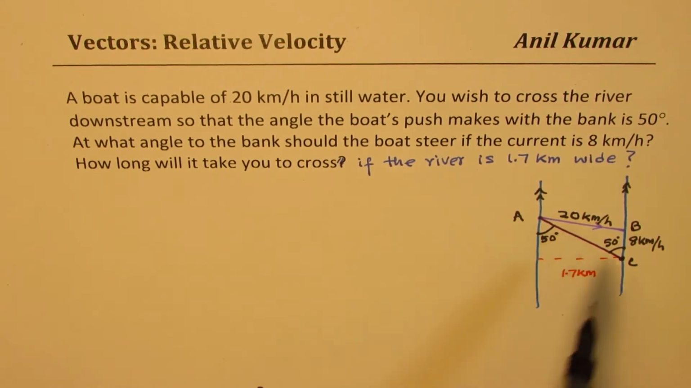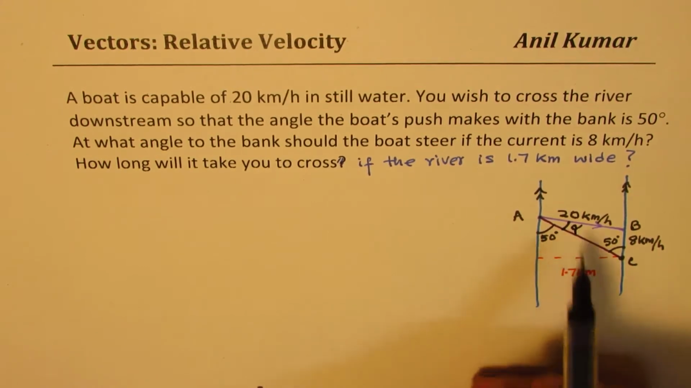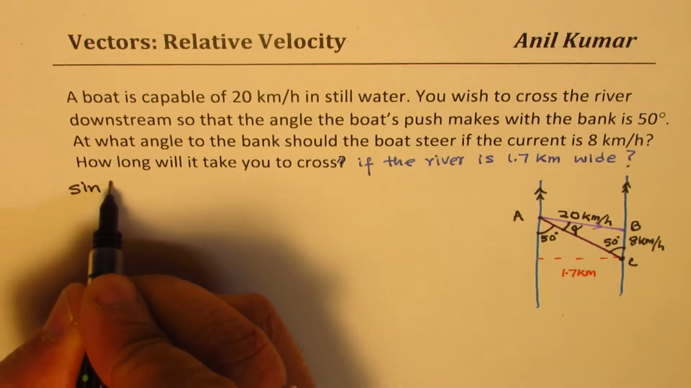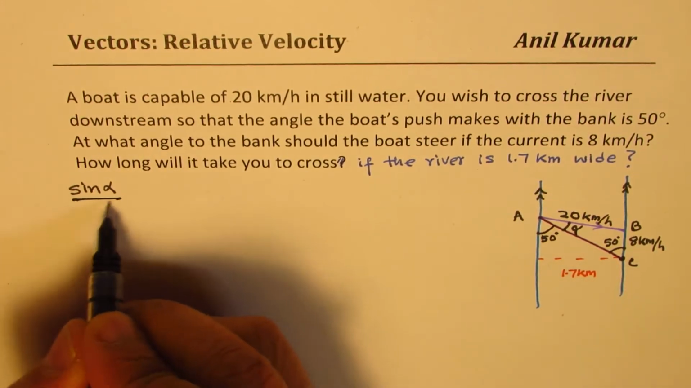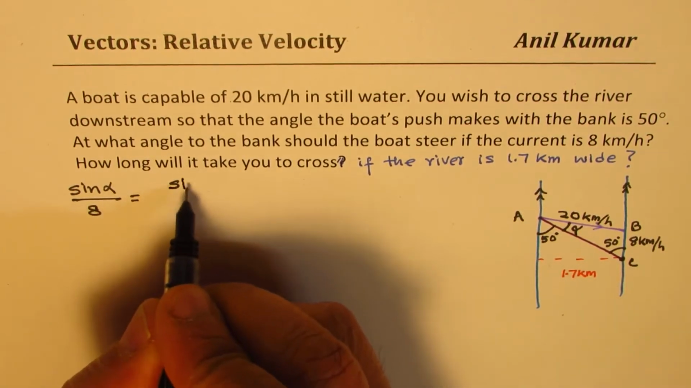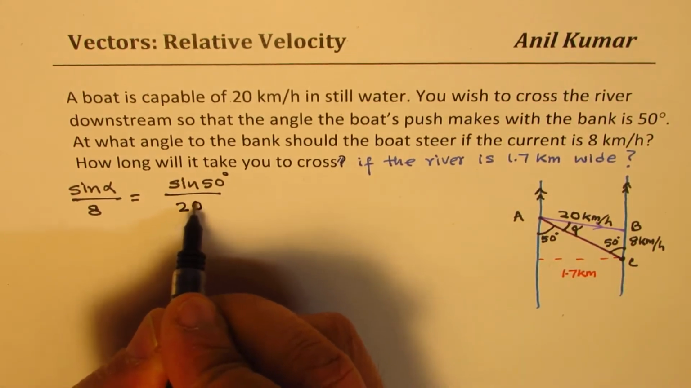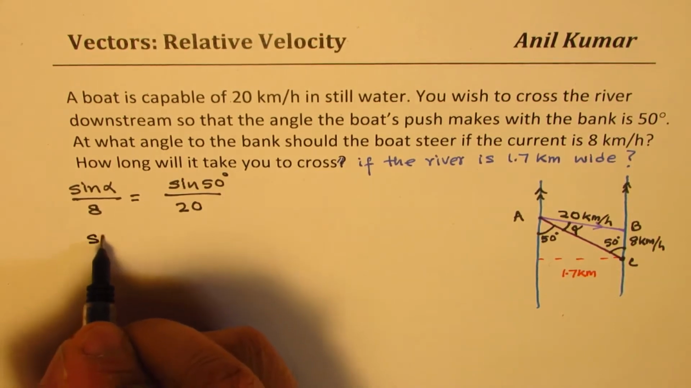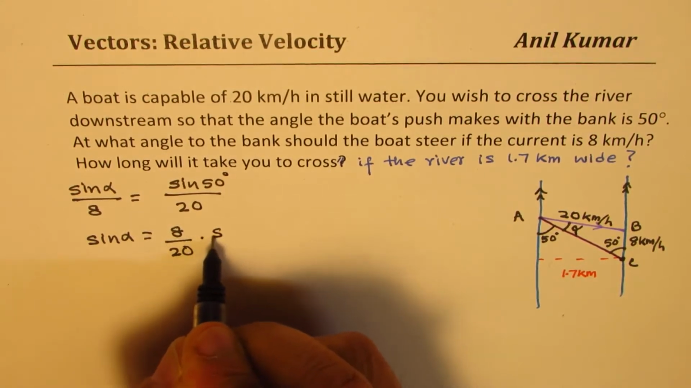We'll call this angle alpha. So in that case, sine alpha over the side opposite to it, which is 8 kilometers per hour, we'll write 8, equals sine of 50 degrees over the velocity of the boat, which is 20. So from the sine law, we get this equation, and from here we can find what alpha is. We know that sine alpha equals 8 over 20 times sine of 50.